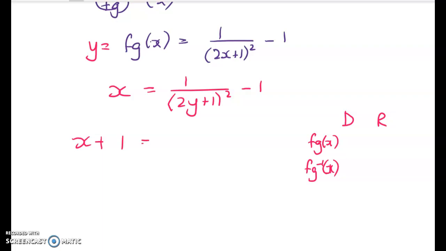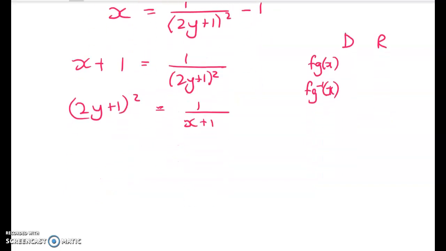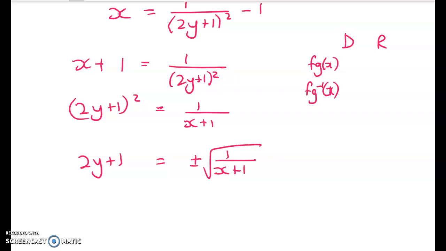First, we get x plus 1 is equal to 1 over (2y plus 1) squared. That gives me (2y plus 1) squared is equal to 1 over x plus 1. Now, making y the subject, we just keep on step by step chugging along. So 2y plus 1 is equal to plus or minus 1 over root (x plus 1). Now, at the end, it's going to turn out that only one of those plus or minus branches will work. Right? But first of all, we just work it through like this.